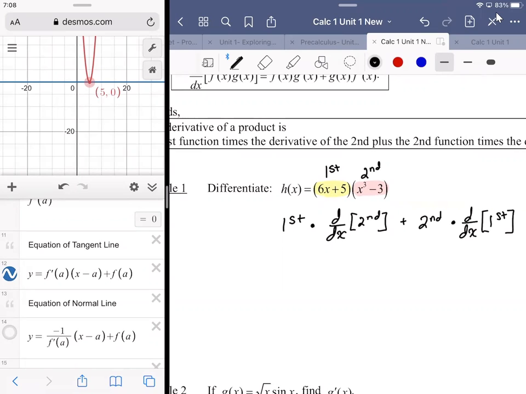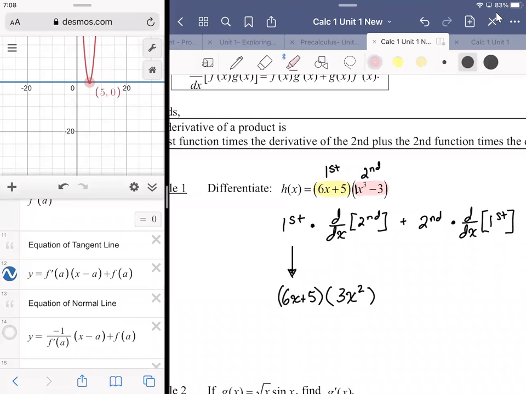All right. So I'm taking the first function as is. No change whatsoever. I'm going to multiply that by the derivative of the second function. So I'm going to take that second piece, that x cubed minus 3. I'm going to take the derivative of that. So remember that understood coefficient of 1, power multiplied by coefficient, reduce the power by 1. We're looking at 3x squared. The negative 3 is constant. Constant has a derivative equal to 0.